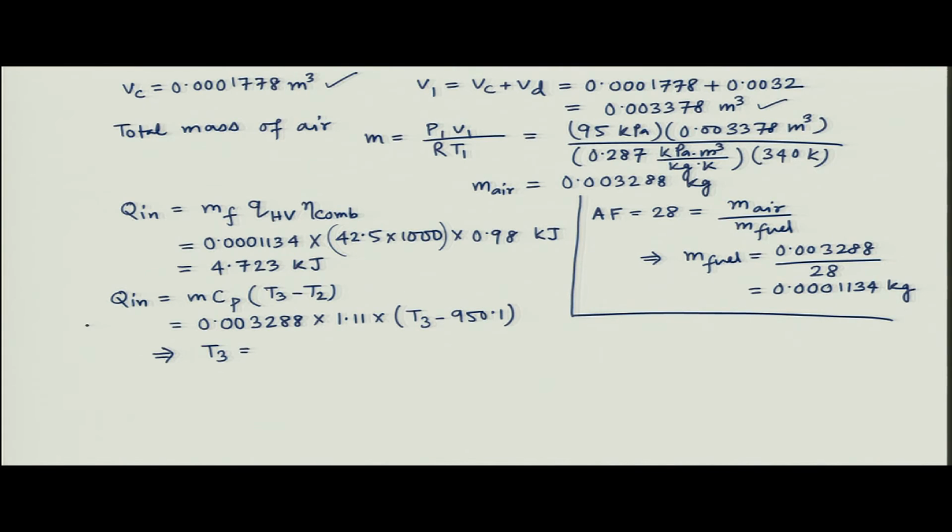So, Q in is 4.723 kilojoule, right. So, if I solve this, I will get T3, and if you calculate, T3 will come as 2244 Kelvin. Okay. So, now that is the T3, and now we can find what is the cut-off ratio, right.